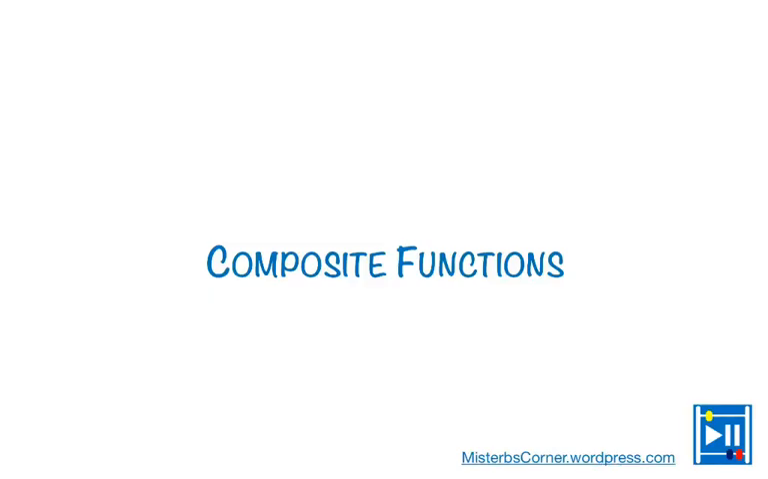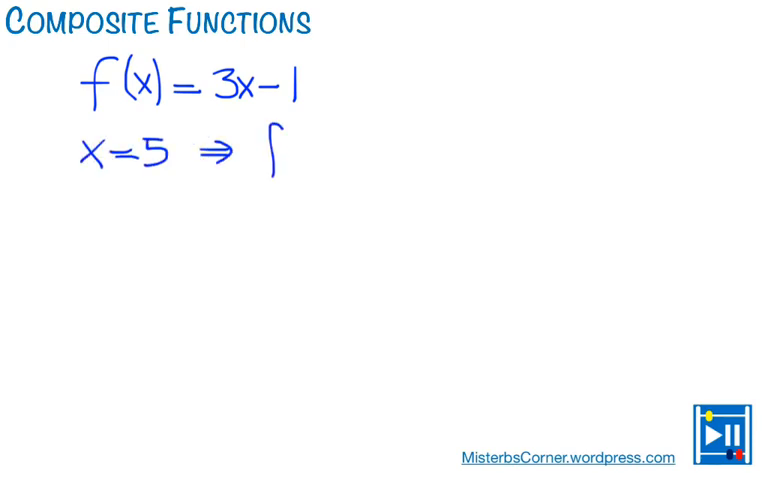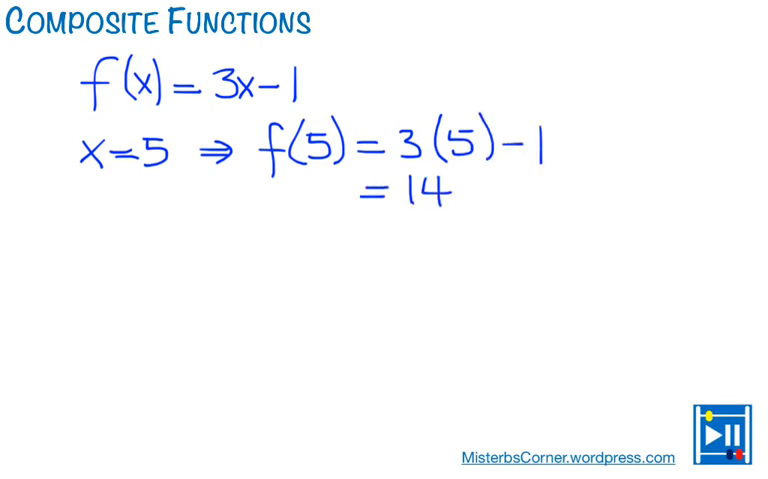Hi, in this video we're going to work on composite functions. So let's have a function f of x equals 3x minus 1. Now, if x is equal to 5, what happens is we substitute that value into the function, and then wherever we see x, we write the value of it. So I'm going to get 14.